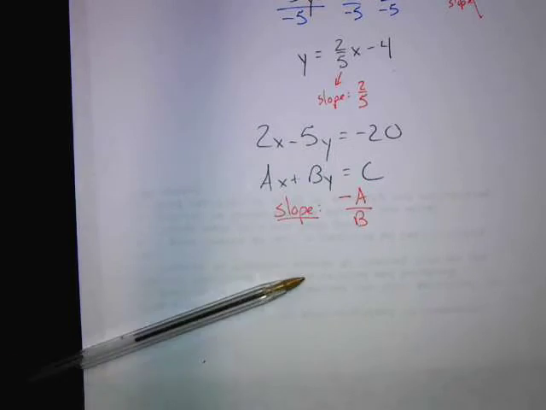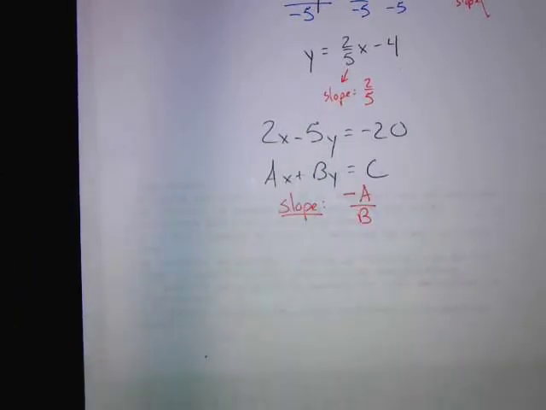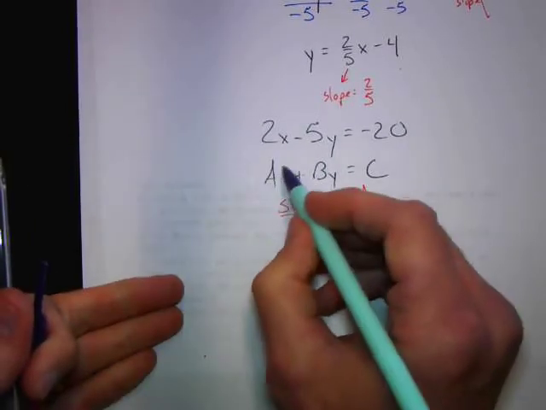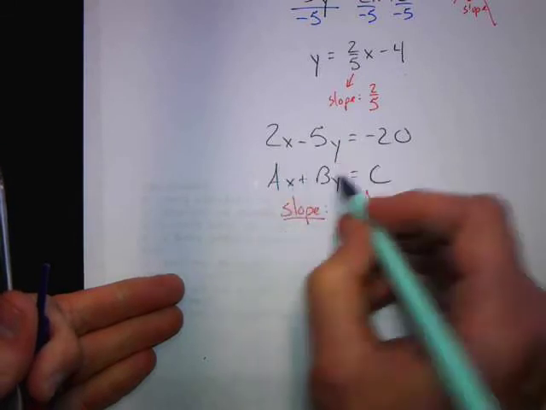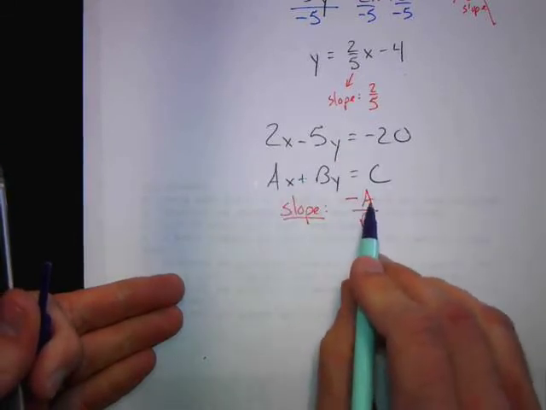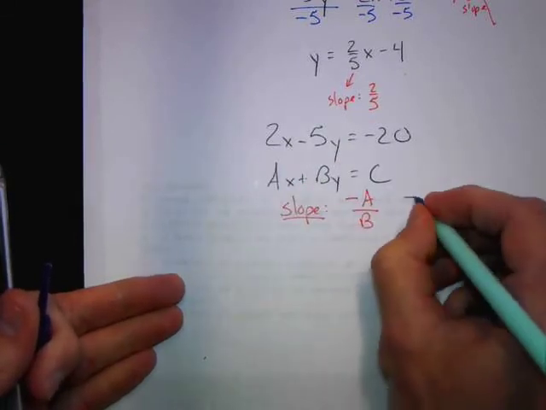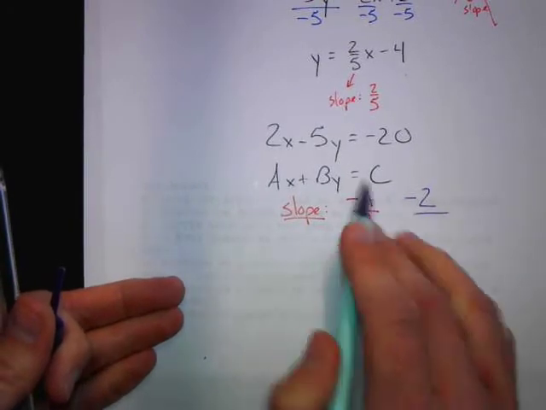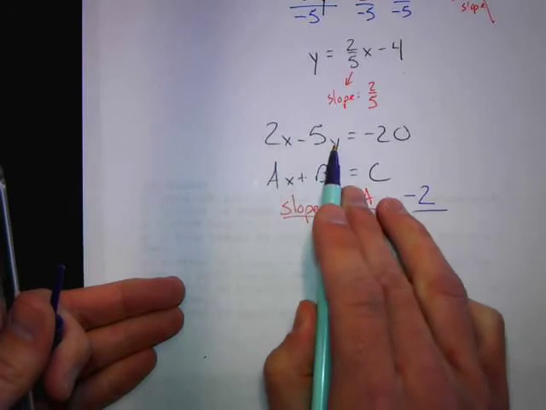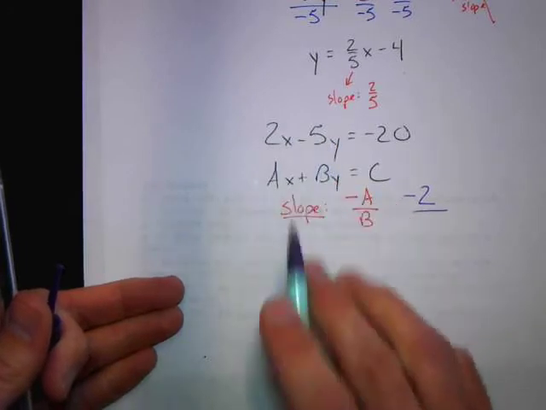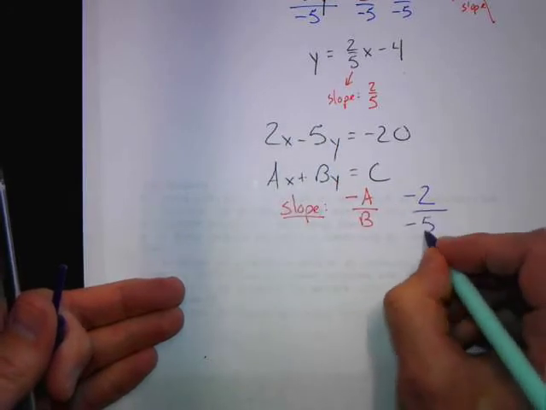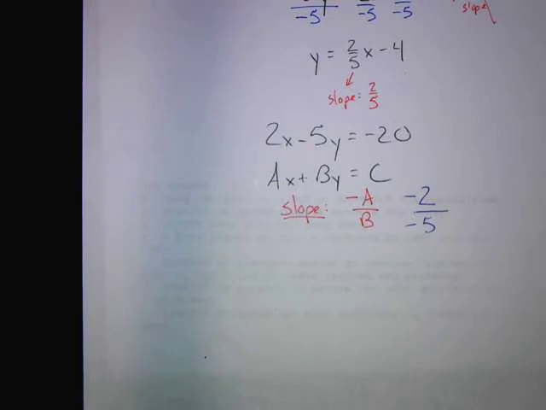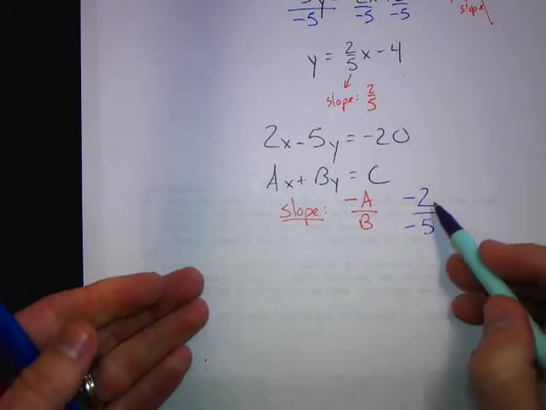Here's how this would look in the equation that we have. Our a, or the number in front of the x, is 2. To find slope, it would be opposite, so we'd have opposite 2, and that will be over b, the number in front of the y. And the number in front of the y is negative 5, not just 5, but negative 5. So opposite a over b, negative 2 over negative 5.